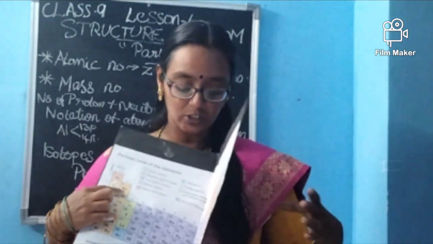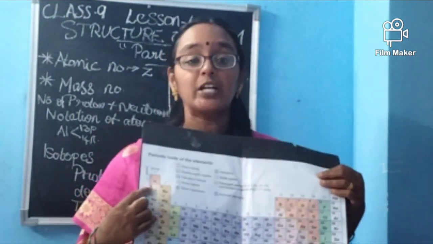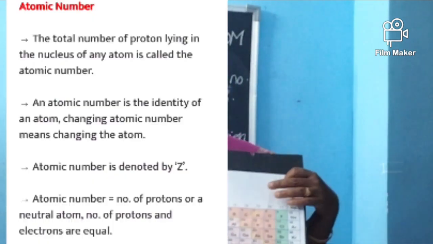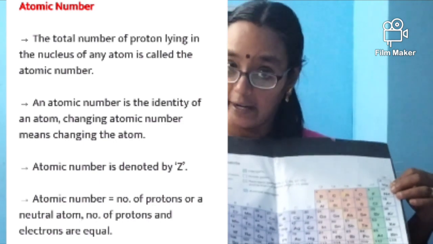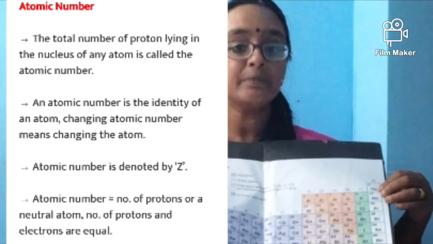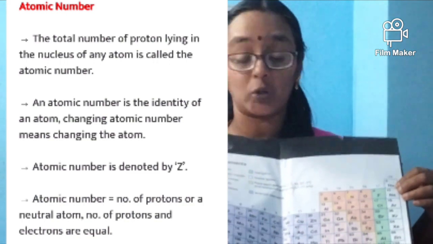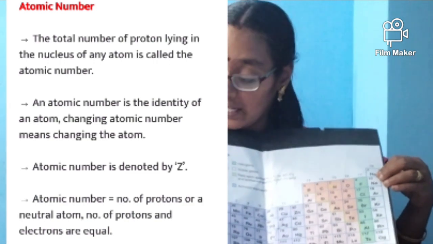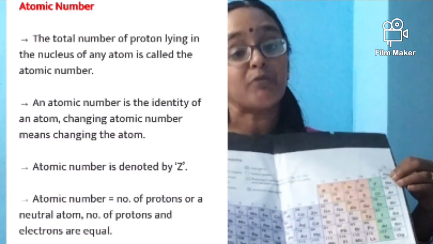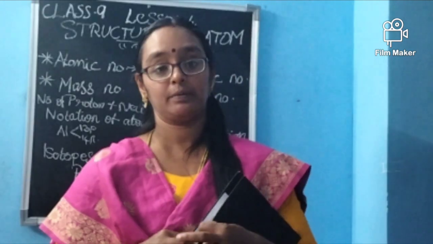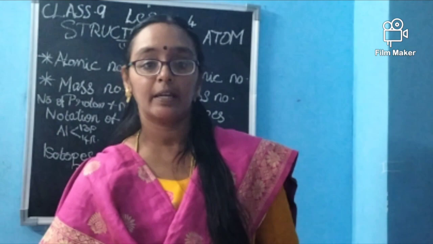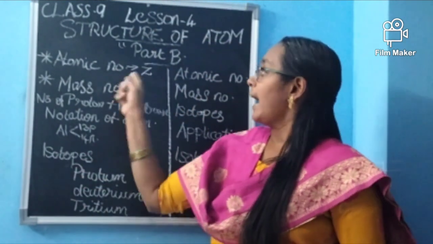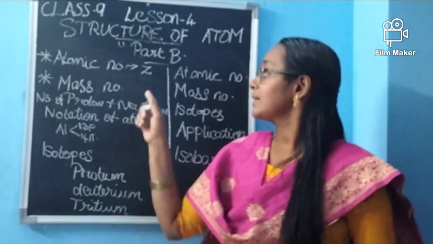See how it is arranged? In the order of atomic number. Hydrogen has 1 proton. Helium has 2 protons. Lithium has 3 protons. Beryllium has 4 protons, like that it is moving. So we are arranging it in the form of atomic number. So atomic number is represented by Z.